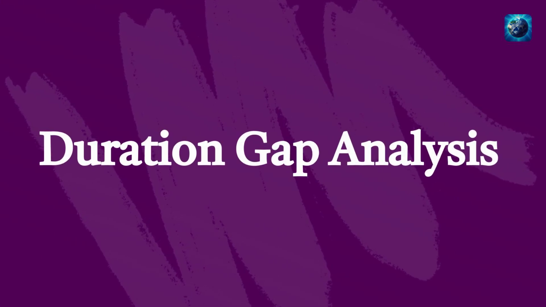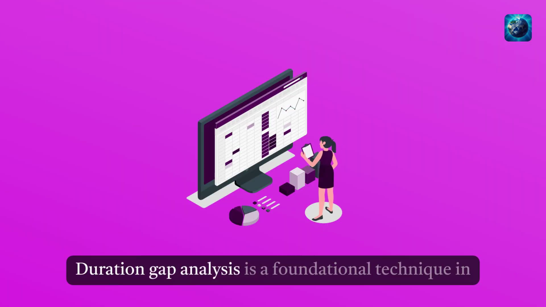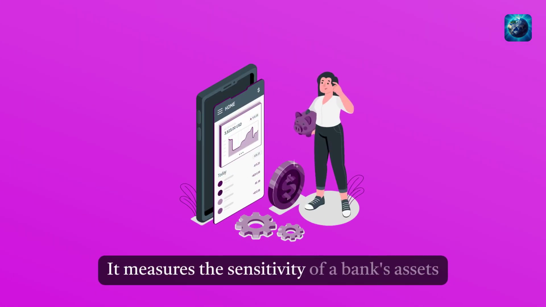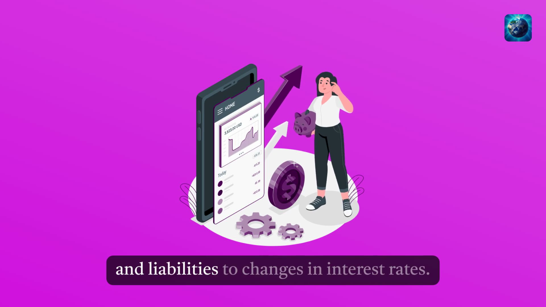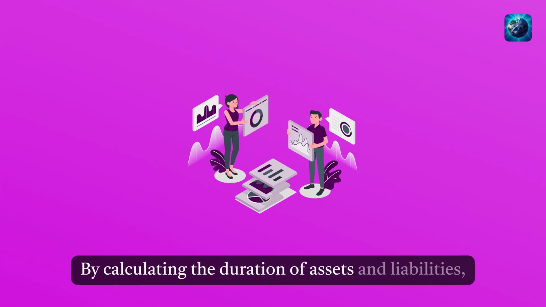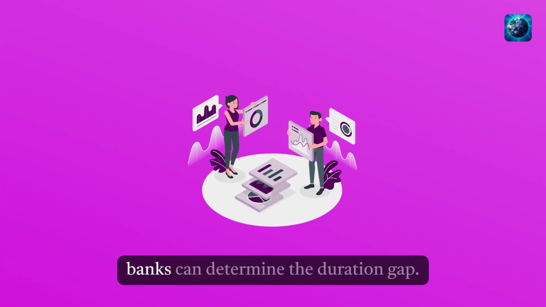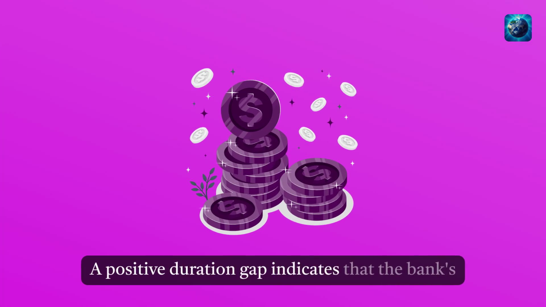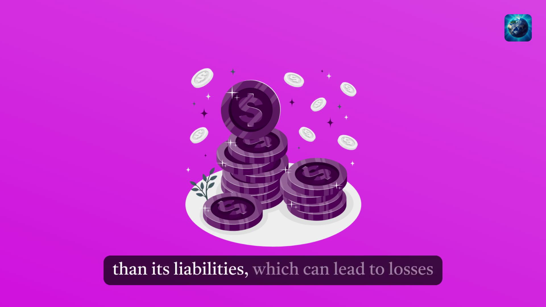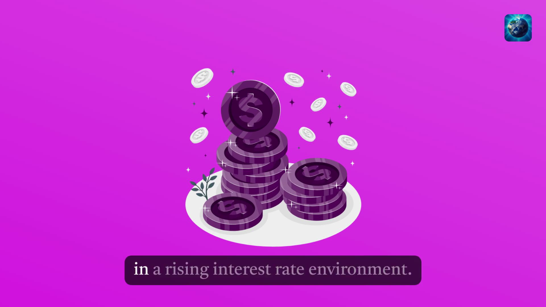Duration gap analysis. Duration gap analysis is a foundational technique in ALM. It measures the sensitivity of a bank's assets and liabilities to changes in interest rates. By calculating the duration of assets and liabilities, banks can determine the duration gap. A positive duration gap indicates that the bank's assets are more sensitive to interest rate changes than its liabilities, which can lead to losses in a rising interest rate environment.